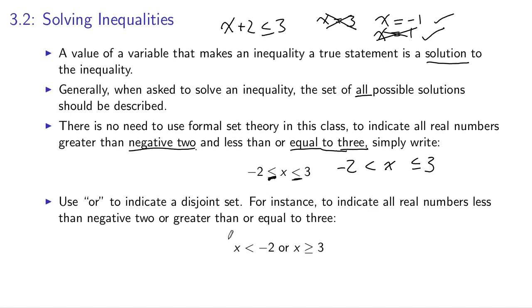If we need to describe more than one disjoint area of the number line, we can do so by indicating in this way with an or. So we can say x is less than -2 or x is greater than or equal to 3.